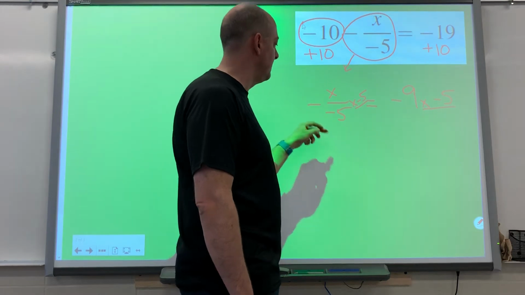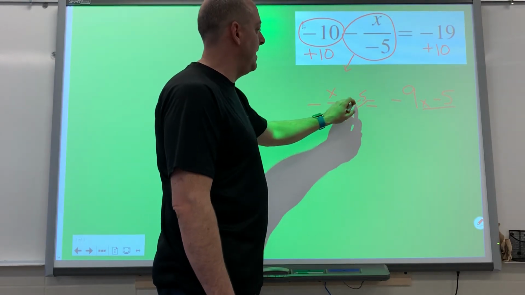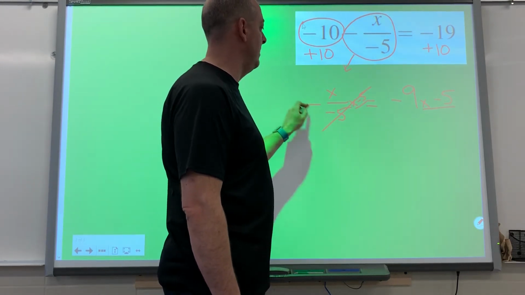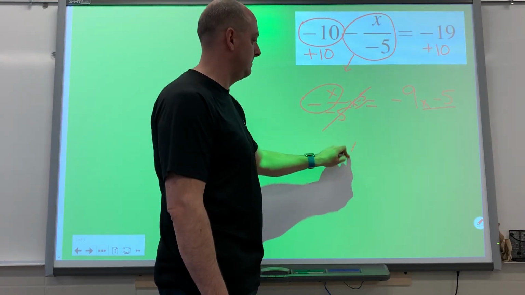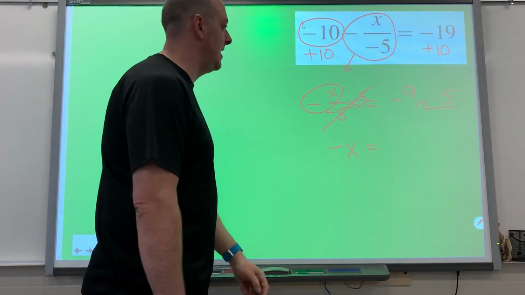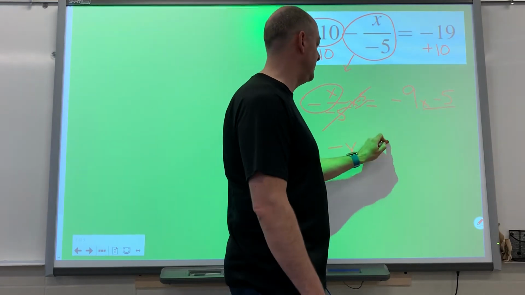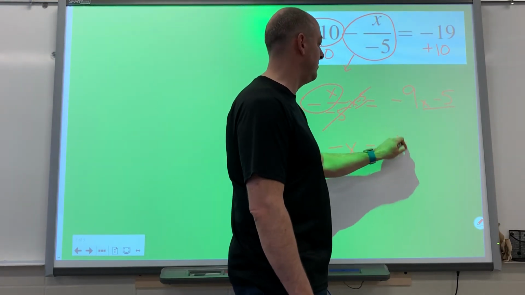Dividing by negative 5, timesing by negative 5 gets rid of it all and leaves us with negative x on the left-hand side. On the right-hand side, a negative times a negative is a positive, and 9 times 5 is 45.